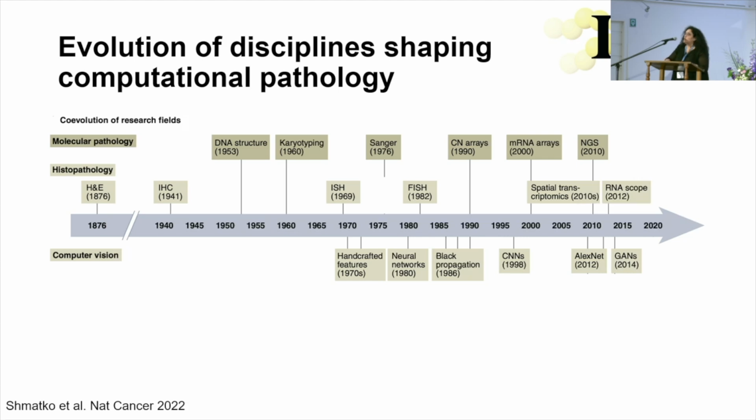In parallel, computer vision, which is the field of AI that can extract information from images, also evolved. It started in the 70s with some simple algorithms. Then there was the emergence of convolutional neural networks, and nowadays this has evolved into very advanced, very complex methodologies. And this is how the parallel evolution of these fields shaped computational pathology as we know it.